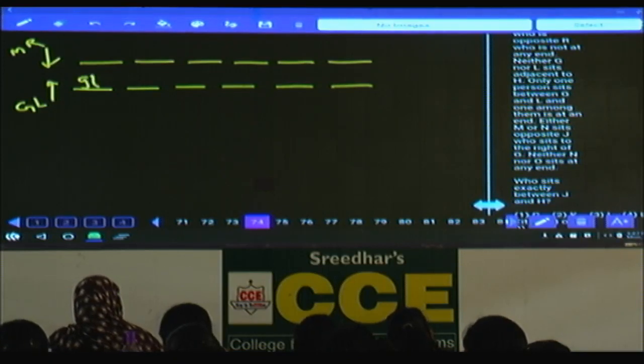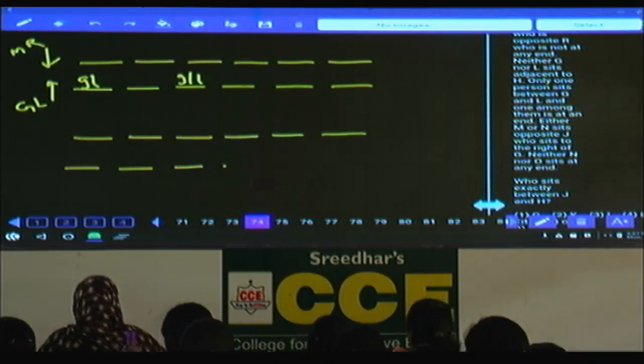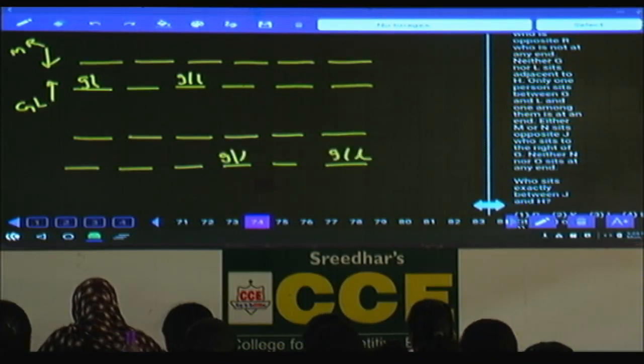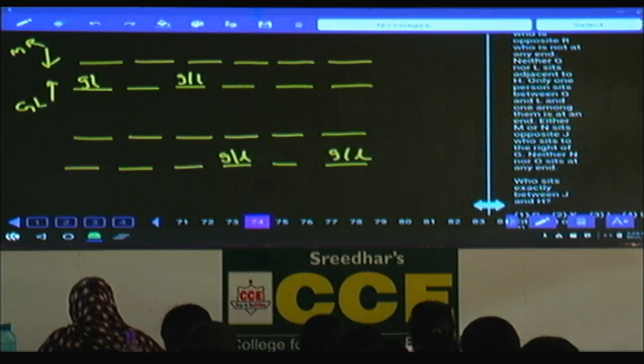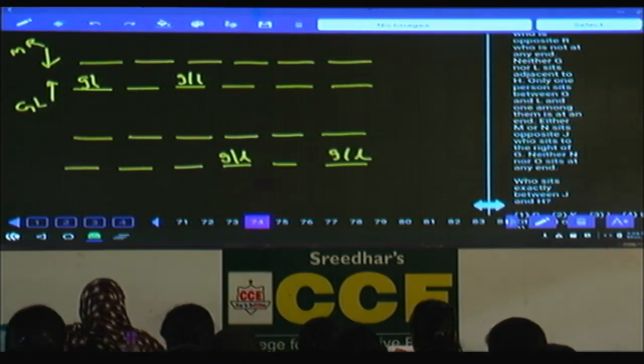One person between G and L. What is the other case we have? Again positions 1 to 6, with only one person sitting between G and L, and one among them at an end. Either M or N sits opposite J. J sits to the right of G. And neither N nor O sits at any extreme end of the row.